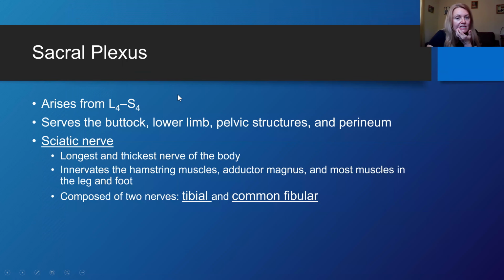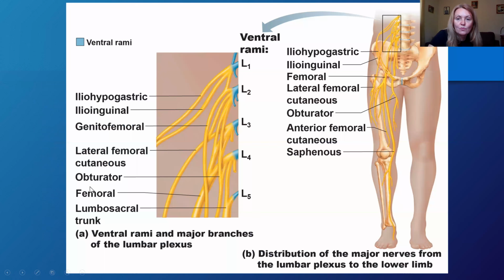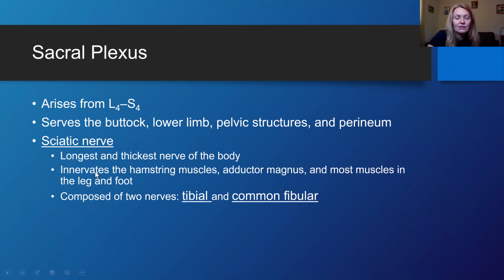Then the sacral plexus arises from L4 to S4, and it serves the buttock, lower limb, pelvic structures, and perineum. The major nerve is the sciatic. That's the longest and thickest nerve of the body. It innervates the hamstring muscles on the posterior side of your thigh, adductor magnus, and most muscles in the leg and foot. Now, the sciatic innervates most muscles of your leg, not the femoral. And when the sciatic reaches the level of your kneecap, it divides into two nerves, tibial and common fibular.